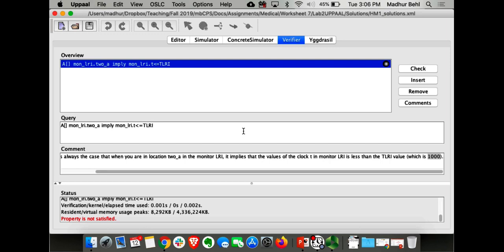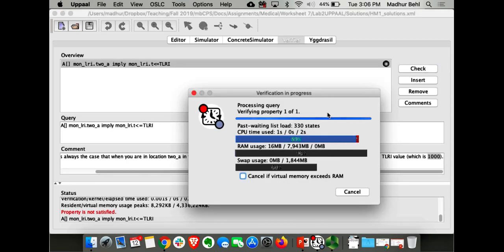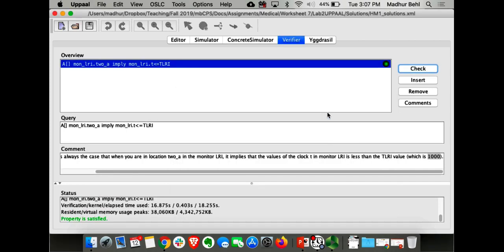So let's see if it is satisfied. It might take some time because we have a very big system, and Uppaal takes some time to do its model checking. What is Uppaal doing? It's doing exactly what we studied. It's building this product automaton. It's doing this cyclic search to find a counterexample. If it doesn't return any cycles or any counterexample, it will say the property is satisfied.